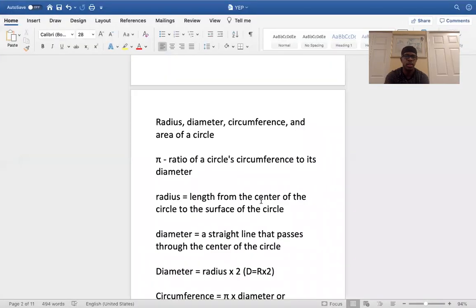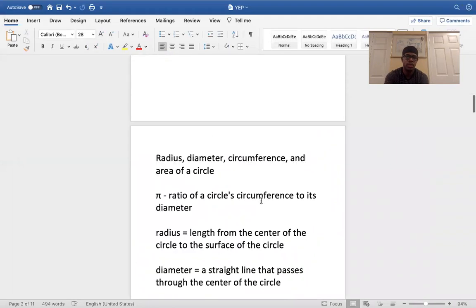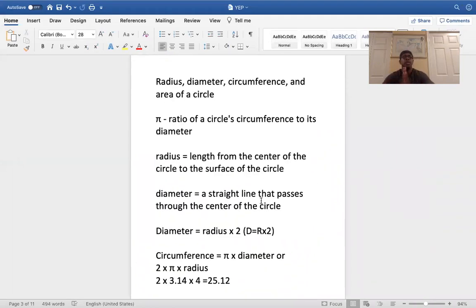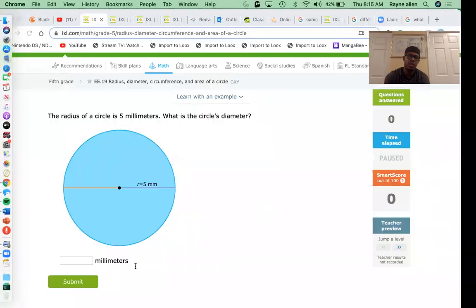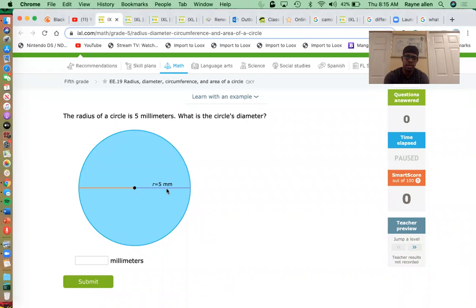Now, what we're going to be going over is, I'll start with the radius. So the radius of a circle is the length from the center of the circle to the surface of the circle. So an example would be this. The radius is from the center to the surface, a straight line from the center to the surface. Now, with a specific circle, that length is going to be the same throughout the entire circle.